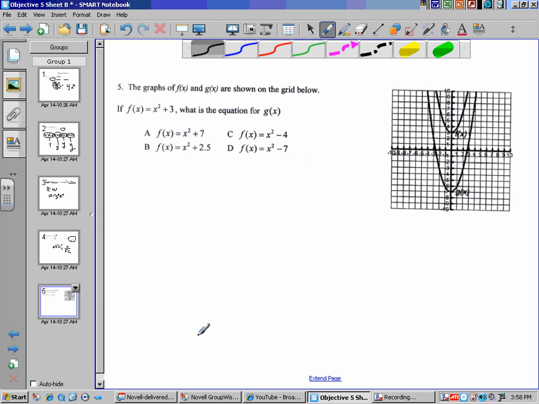The last one, it says the graphs of f of x and g of x are shown on the grid. If f of x is x squared plus 3, what is the equation of g of x? Here's g of x all the way down here. I know it's a minus, so it's not any of these. I might as well cross these out. So right here, if I go down, it's down at -7. My answer is D.